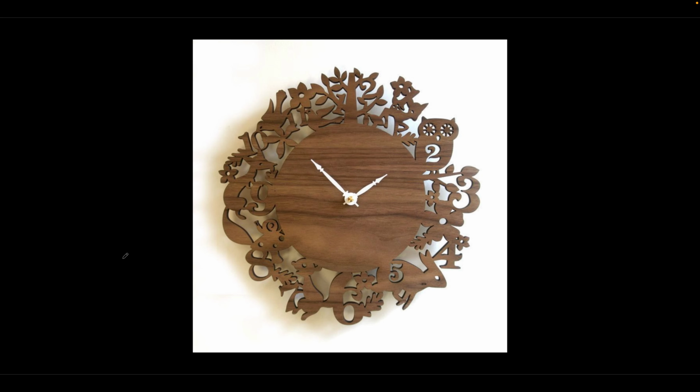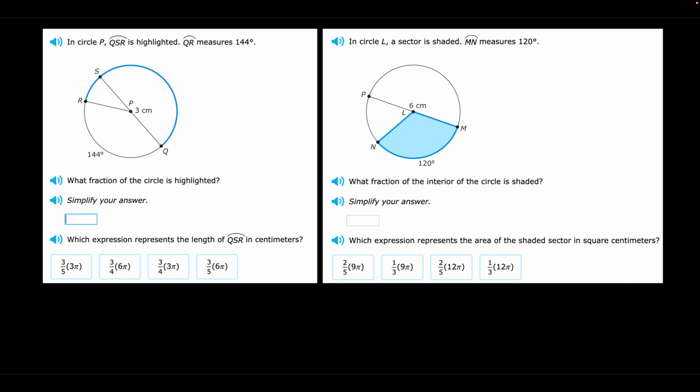All right, here's our clock for today, which means that it's time for you to practice what you just learned. Go ahead and pause the video and try these 2 problems on your own. And when you're ready, you can unpause the video and we'll check your answers. Okay, now you've had time to work these problems, let's check your solutions.